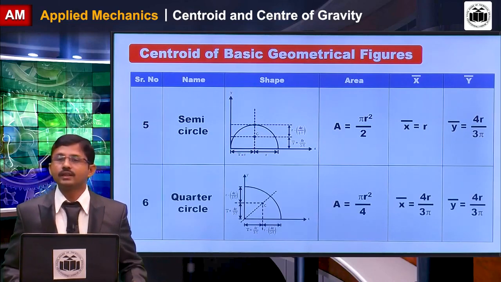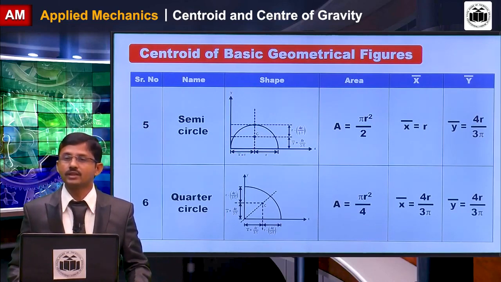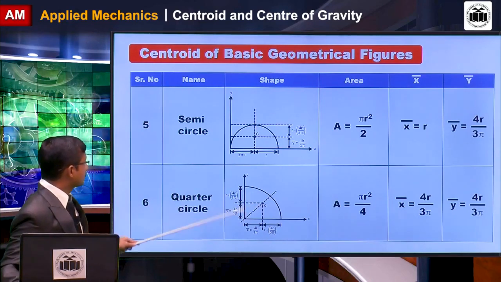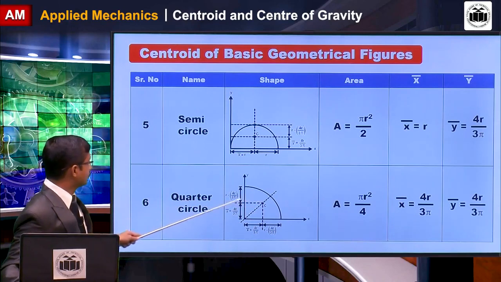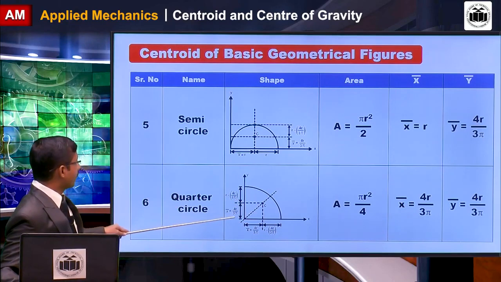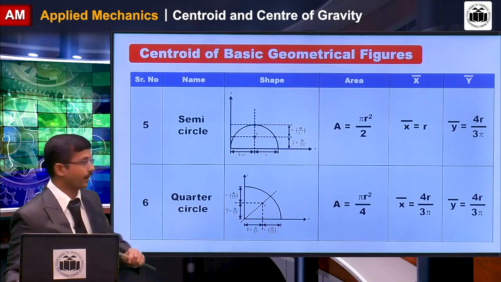Now we will discuss the next section, the quarter circle. The area of a quarter circle is pi r square by 4. The X bar of this quarter circle is 4r upon 3 pi from the Y axis, and 4r upon 3 pi is the Y bar from the X axis.